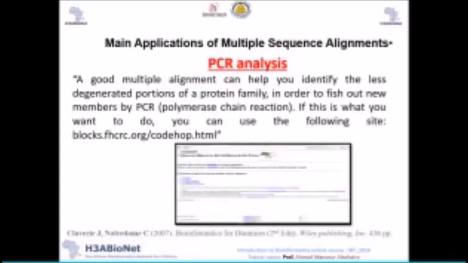PCR analysis is also one of the main applications. You can use it to identify the least degenerate portion of a protein family. In this case, you can see how you can make a good PCR for your gene, isolate it, and design primers for it. And there is a program for that. It's called CodeHop, C-O-D-E Hop. Here is the link for that. It's very simple, and you can use it to identify the less degenerate portion of the protein family in order to fish out new members by PCR.